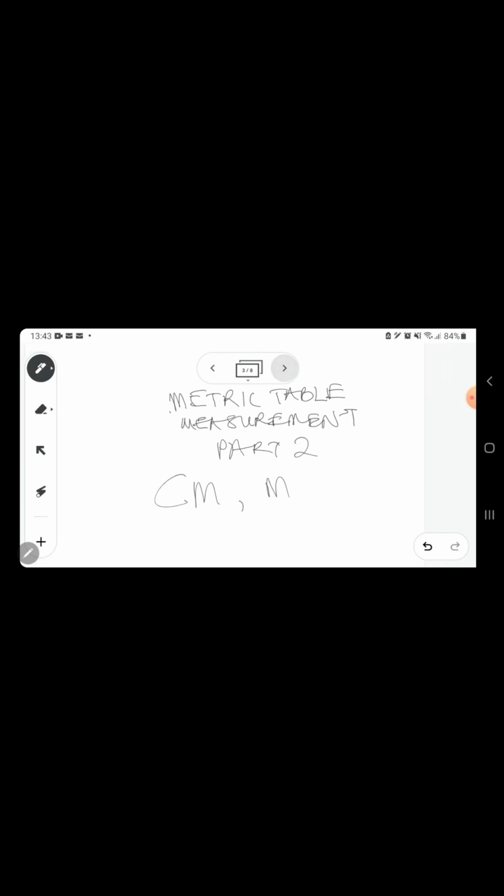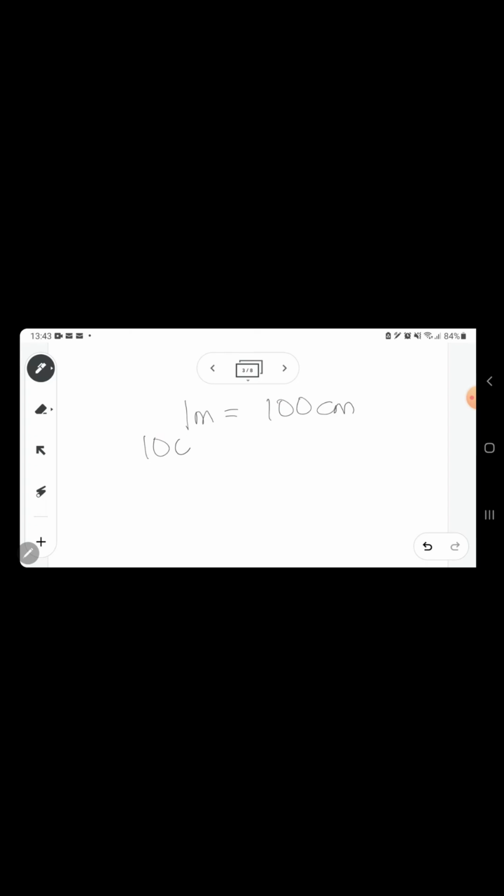Today we are going to be working on metric table or measurement part 2, and we are going to be working on centimeters and meters. Centimeters conversion to meters. First thing to know before we work out any question: 1 meter equals 100 centimeters. And of course, depending on the way they present the question, 100 centimeters equals 1 meter. We have to remember that.